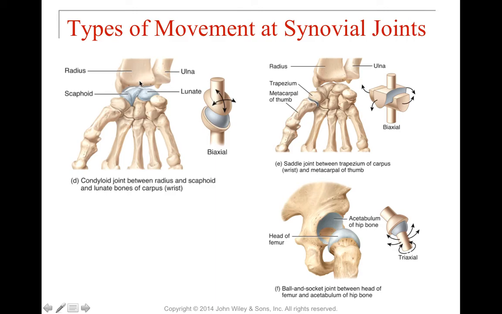So the radius and the ulna come together at the wrist to meet up with the scaphoid and the lunate, right, in the top row here of the carpals. And that's going to give us biaxial range of motion, right? Left, right, up, down, gives us more than one.